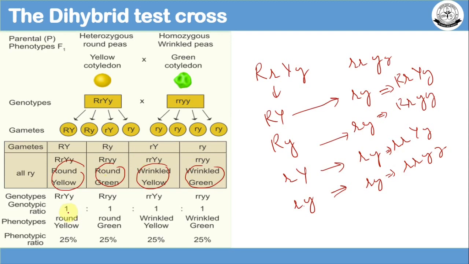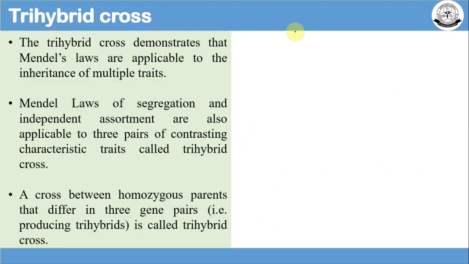So ratio 1:1:1:1. That means for each combination there are 25% chances, 25%, 25%, 25% and 25%, right? Okay, next trihybrid cross.